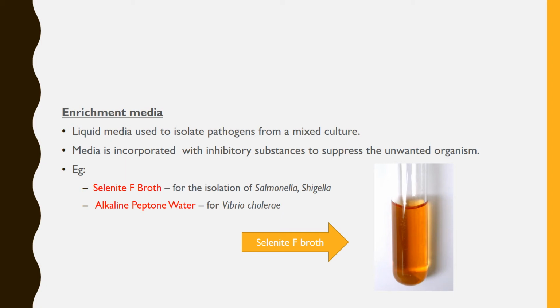This is the picture of the selenite F broth, and selenite F broth is used mainly for the fecal specimen, in which selenite will suppress the coliform microorganism which is usually present in the fecal specimen. And what we get after the inhibition of the coliform, we will get the Salmonella or Shigella species if they are present in the specimen. And second is alkaline peptone water, which is used for the Vibrio cholerae species.